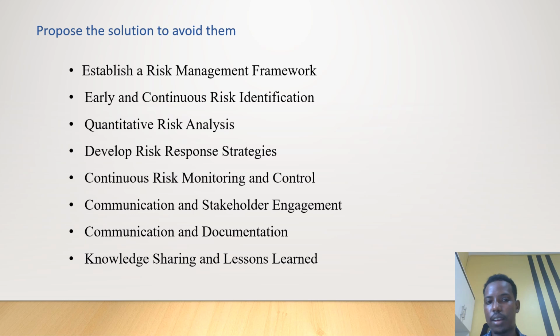This is the solution to avoid them. First, you need to establish a risk management framework, that is a risk management team, a risk register, and so on. Early and continuous risk identification: when you identify the risk, you register it, you measure it, and then you come up with a mitigation plan. Quantitative risk analysis, that is the frequency. Develop a risk response strategy, that is the mitigation plan, so that you can control risk. Monitoring and control: you have to monitor every quarter of the year.